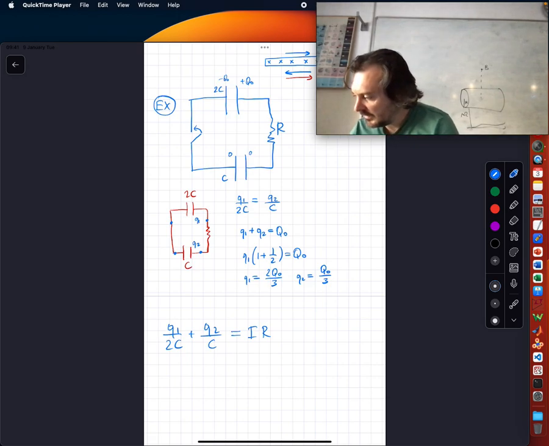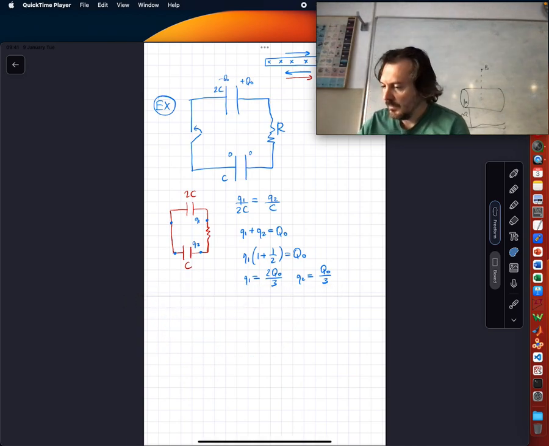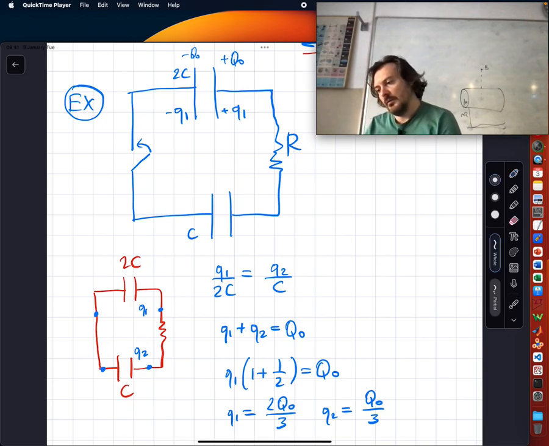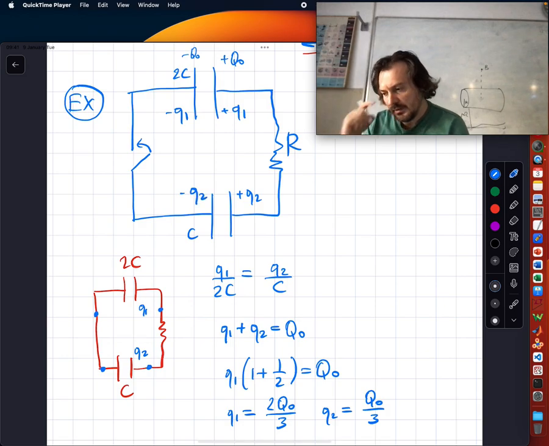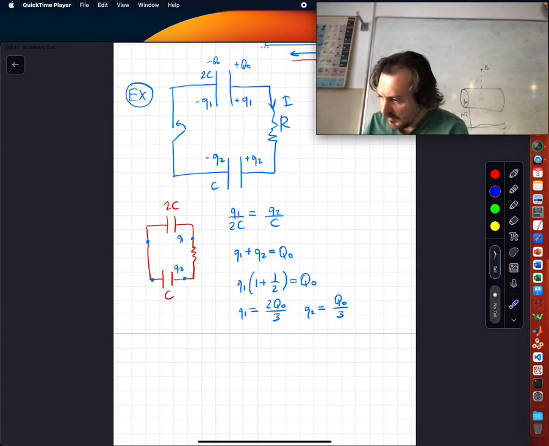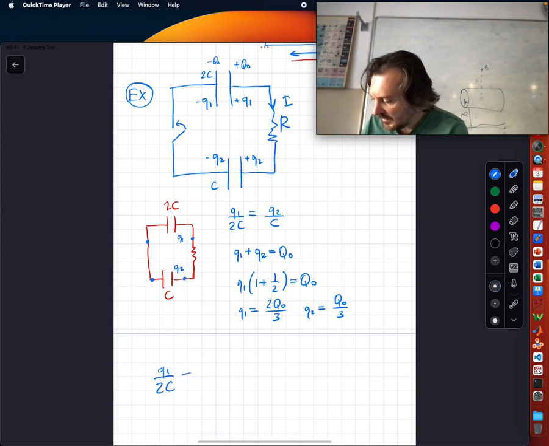Okay. So let me erase it. Tell me, how do you do this? So let me do this: plus Q1 over here, minus Q1 over here. So you are saying that this one will be plus Q2 over here, minus Q2 over here, and the current is flowing this way. So let's do it properly now. If I start from here on the left side of this one, I jump over here, and what do I have? Q1 over 2C minus IR, right? Minus Q2 over C equals 0.